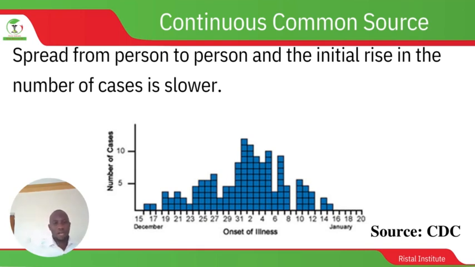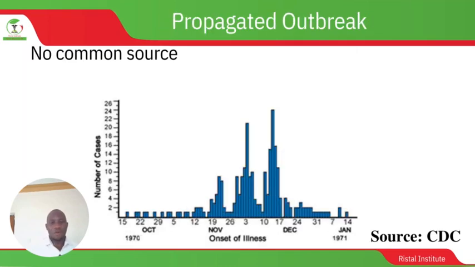Okay, so coming back, we'll go to continuous common source. This is when you have one source of infection, but it is sustained. The source of infection is sustained over some period of time. Now, when we talk about propagated outbreak, here we don't have a common source of infection, but instead each individual is acting as a source in a way such that you have cases spread across, because the individuals are spreading the condition from one person to the other.